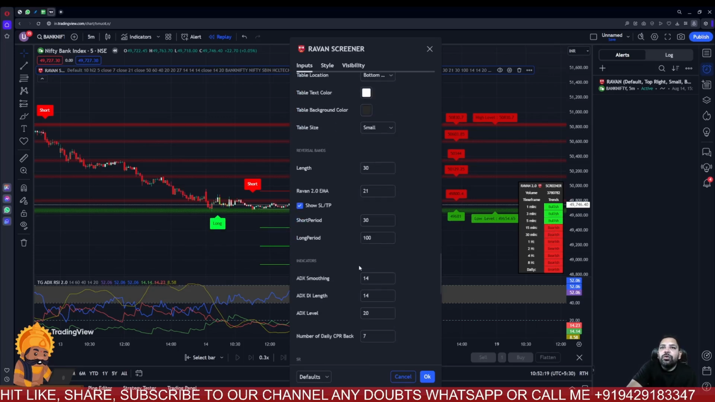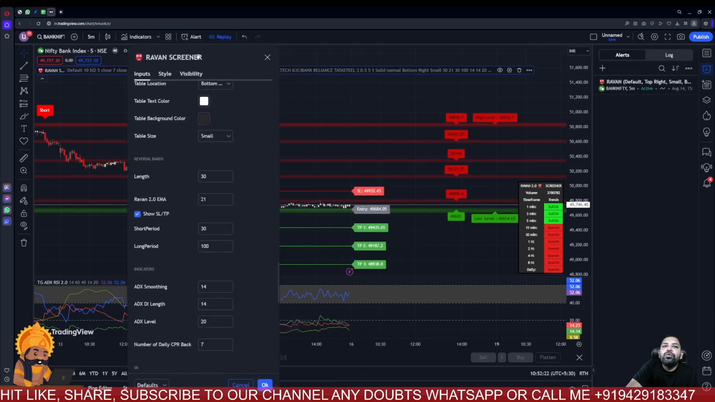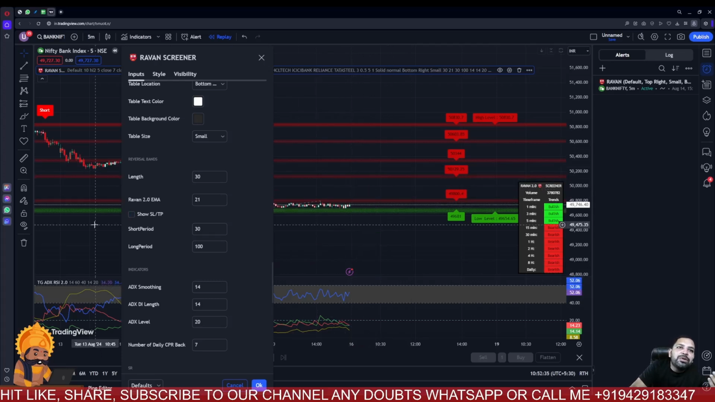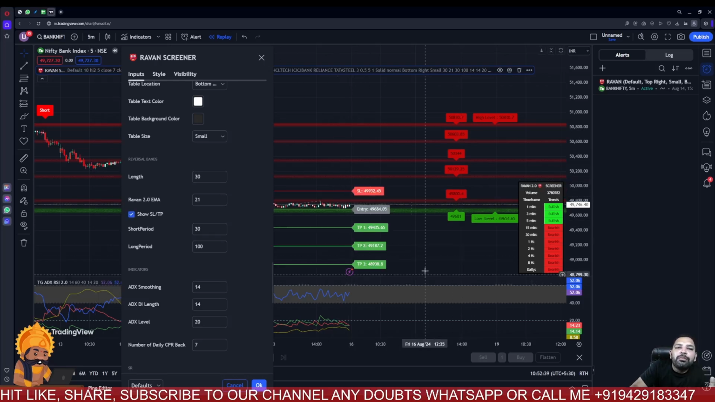Okay, so next, those who do not want the support, entry, target, stop loss levels, you can just click on show SL and TP. Once you check mark on this, the levels will be removed. So if you do not want these levels on the chart, you can just check mark. If you want levels on the chart, you can just check mark the same, and it will come back.